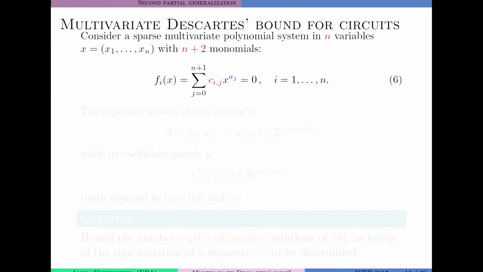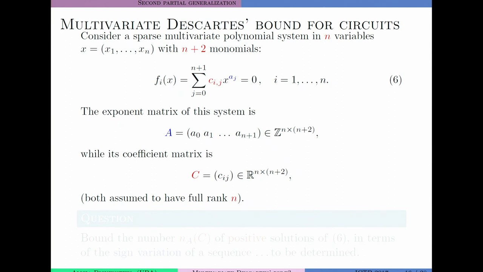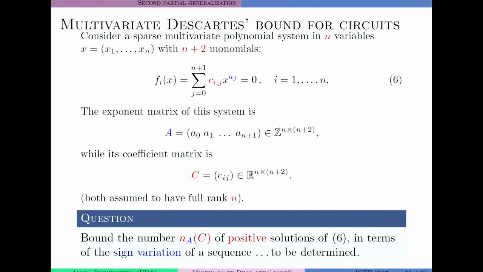The indices go from zero to n plus one for some historical reasons. And then we have this exponent matrix. Now the notation is from zero to n plus one, which has n rows and n plus two columns. And the coefficient matrix, the same size, but real numbers. And we assume that both have full rank n.